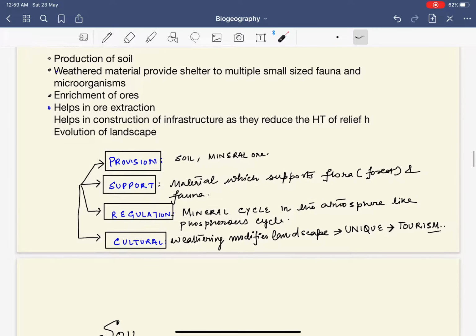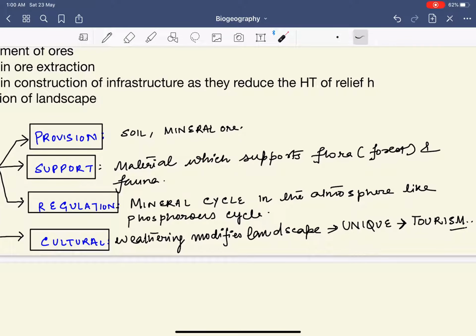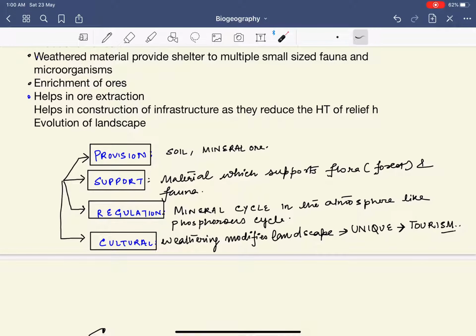Next is regulation. What exactly does it regulate? It regulates the mineral cycle in the atmosphere, like the phosphorus cycle. One of the major sources of phosphorus is the rocks, and the breaking and weathering of the rocks leads to the release of phosphorus. Next, cultural. Weathering modifies the landscape. It gives the landscape a unique feature, and these unique landscapes are the main tourist destinations.